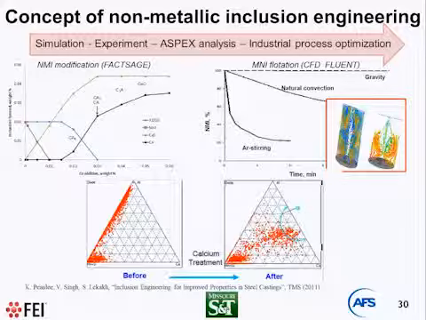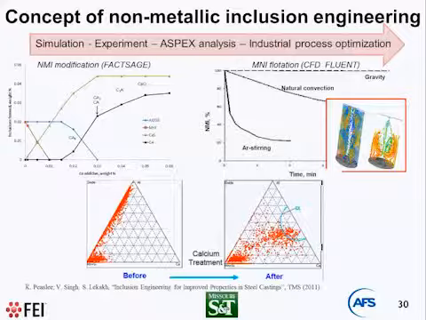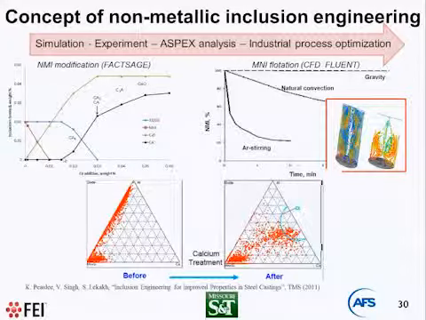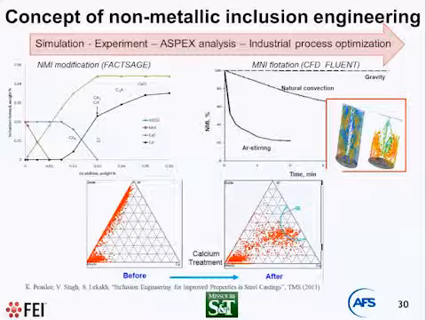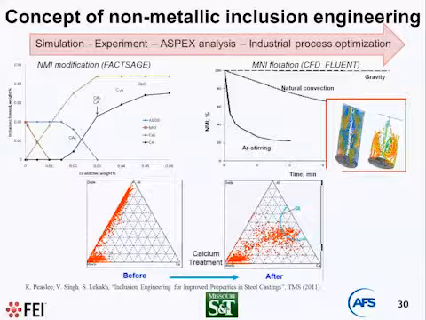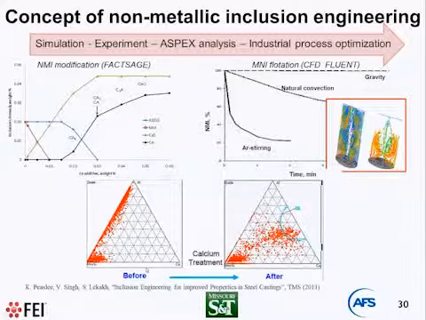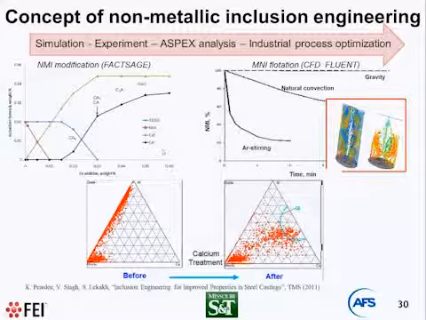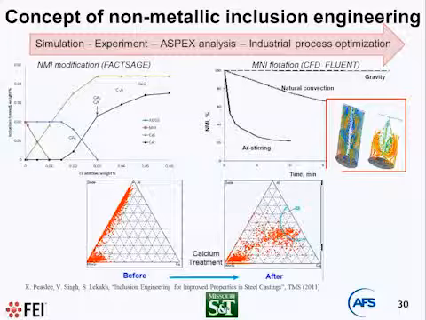This concept includes all types of tools which we can use for inclusion engineering. Start from thermodynamics, like a lab graph, simple to show how calcium addition will modify aluminum. Then use computational fluid dynamics to see how inclusions float, what kind of movement and reaction we have in the melt. And finally, automated EDS ASPEX analysis allows us to see what was going on before and after. So all of these tools together allow us to produce so-called inclusion engineering and finally improve the properties of the steel.